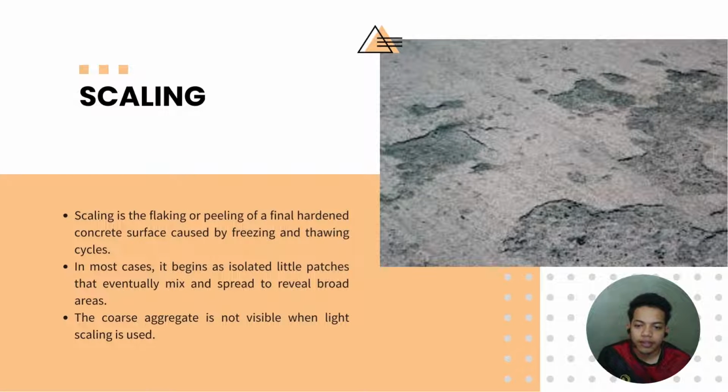The third root cause of concrete problems is scaling. Scaling is the flaking or peeling of the finished hardened concrete surface caused by freezing and thawing cycles. In most cases, it begins as isolated little patches that eventually merge and spread to reveal broad areas. The coarse aggregate is not visible when light scaling is present.